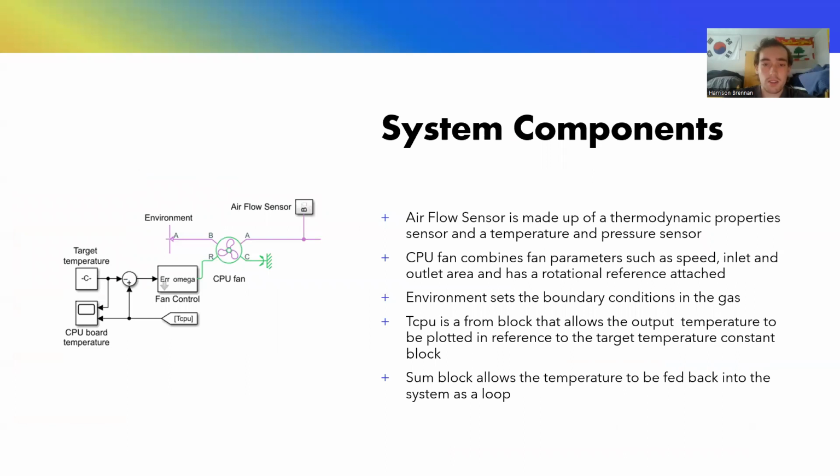This is the last part of the system, and it's basically the airflow sensor, environment, CPU fan control, as previously mentioned, target temperature, the TCPU From block, and the CPU temperature on the scope. The airflow sensor collects things like thermodynamic temperature and pressure data. And the CPU fan basically just accounts for the fan parameters. And then the environment sets the boundary conditions for the gas. TCPU basically connects the data from the previously mentioned To Go block to the From block in here, and then allows it to be plotted and looped back into the system. The sum block allows for the loop.